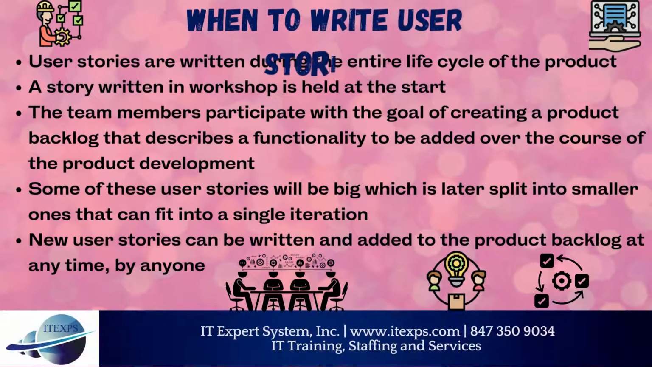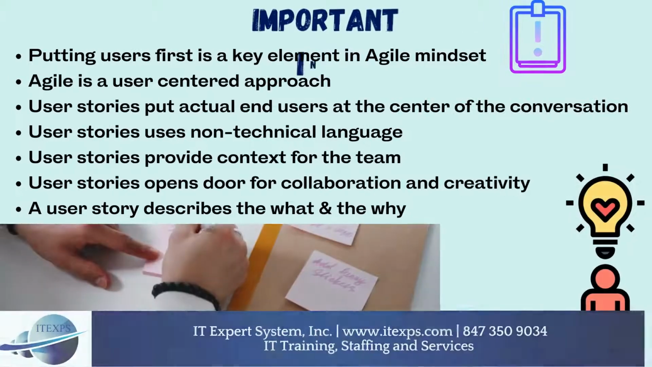Finally, let's talk about when we write user stories. User stories are written during the entire life cycle of the product. Usually a story-writing workshop is held at the start. The team members participate with the goal of creating a product backlog that describes the functionality to be added over the course of the product development. Some of these user stories will be big, which are later split into smaller ones that can fit into a single iteration. In addition, new user stories can be written and added to the product backlog at any time, by anyone.